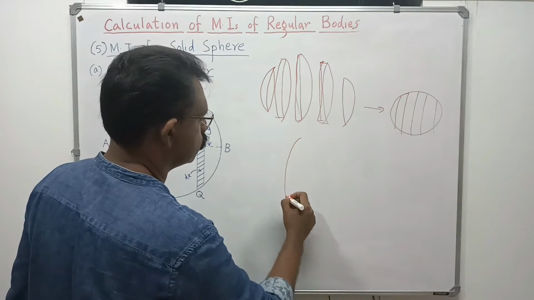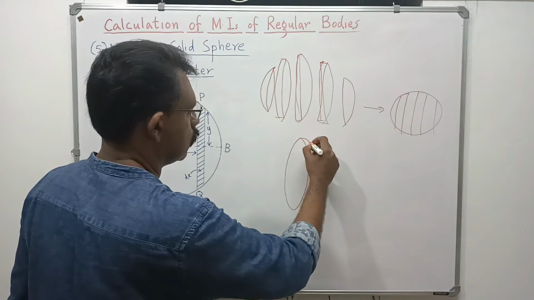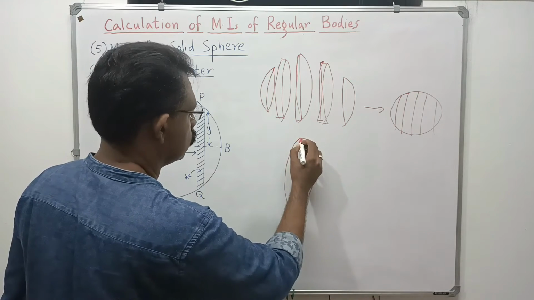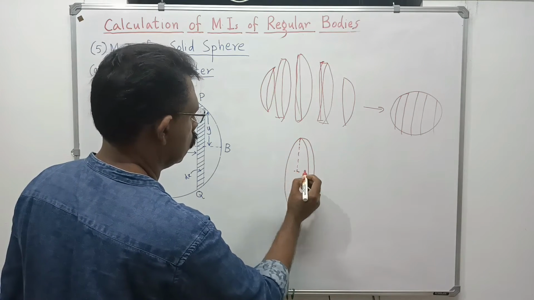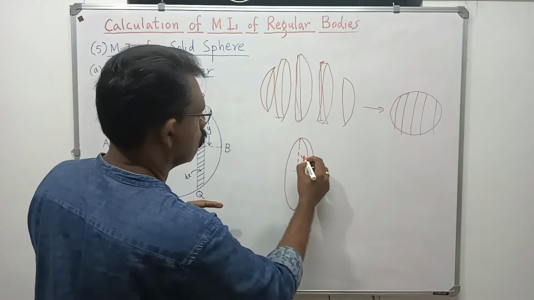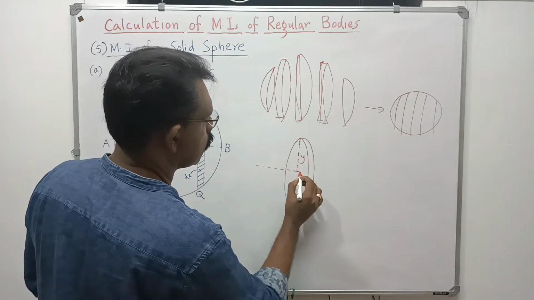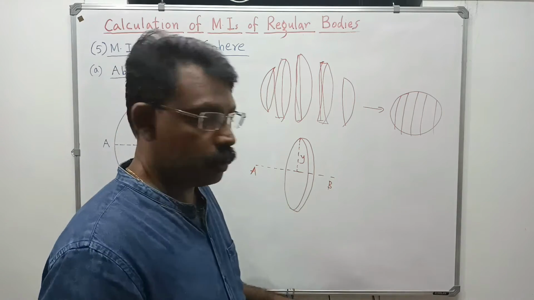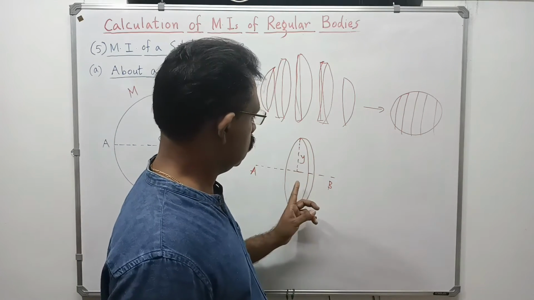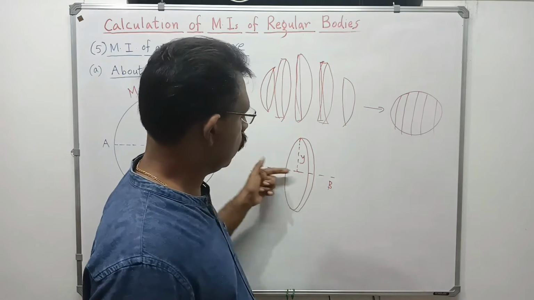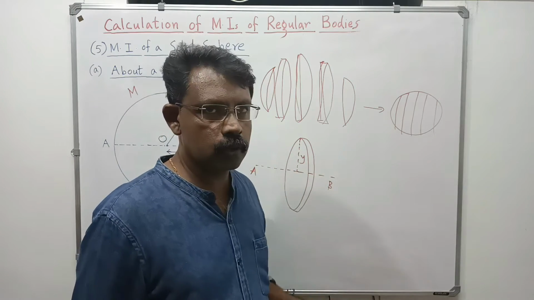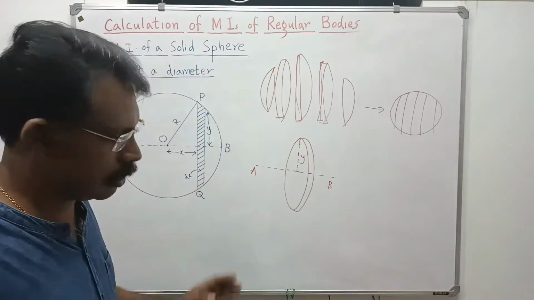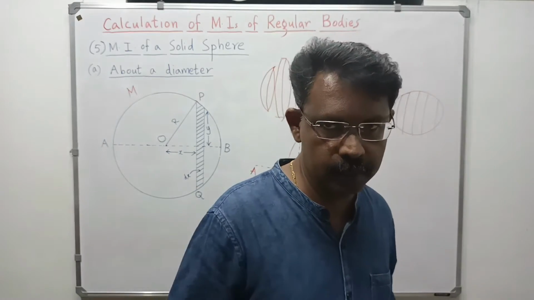This is a disk, and the radius of this disk will be y. It is about this axis that we are going to find the moment of inertia of this disk. We have already found this to be MR squared by 2, so we will come to that during the derivation. Anyway, I am considering this disk. Now we are going to the derivation.